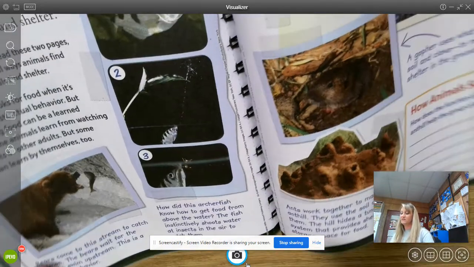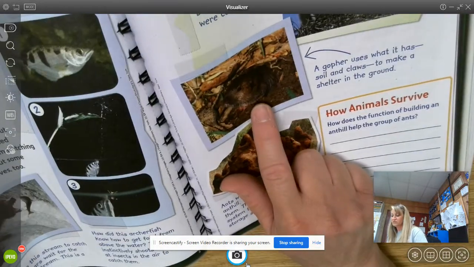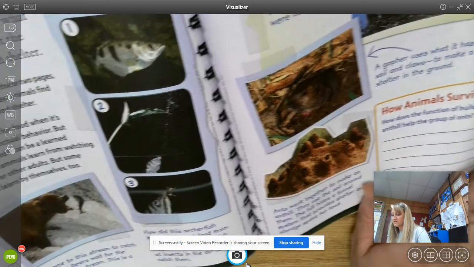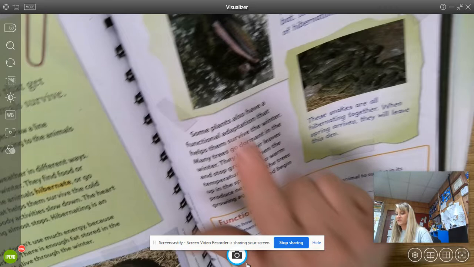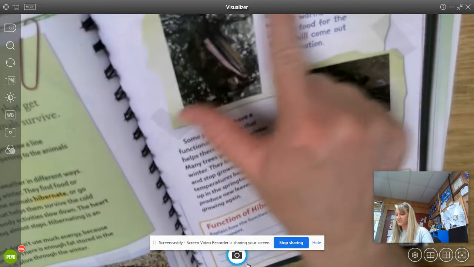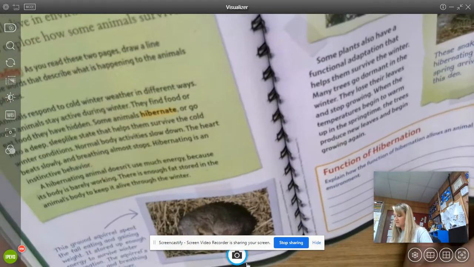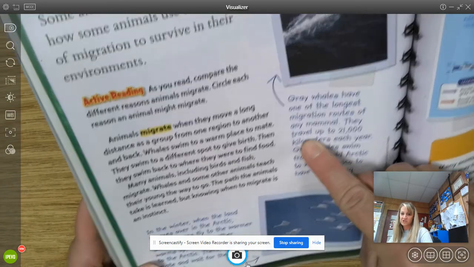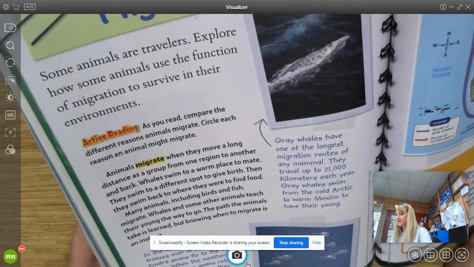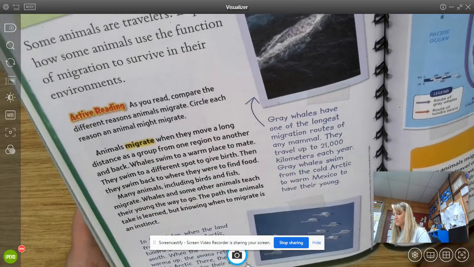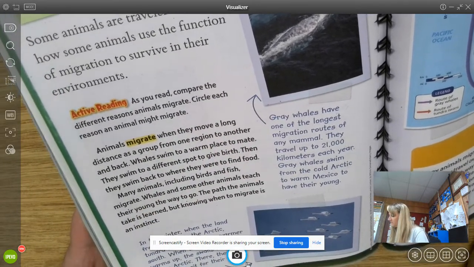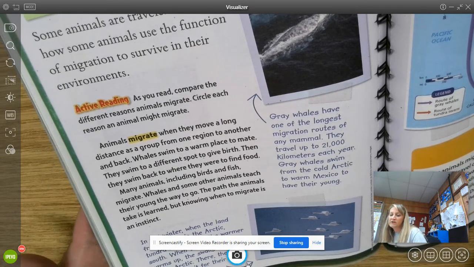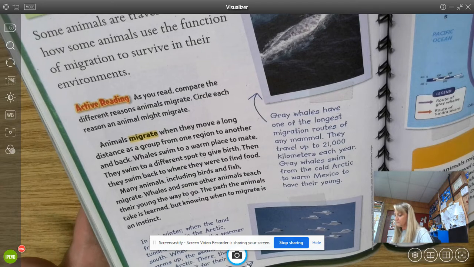This is another one. What does it use? What function does it use to finding shelter? Here was another one on the back of the book. This is probably your answer. And this is another one on the back of your section. Migrating, when they move a long distance from one place to another. Migrating, like butterflies when they migrate to the south when it gets really cold here, and then they come back when it gets warm here.